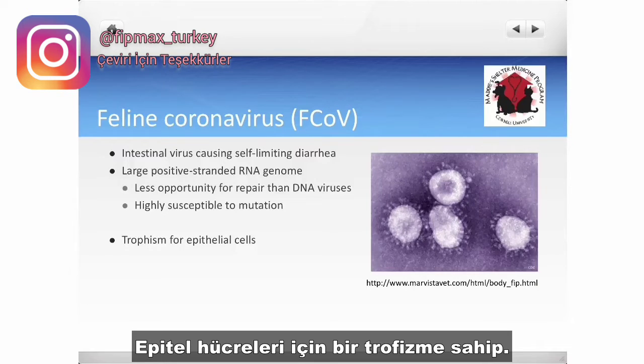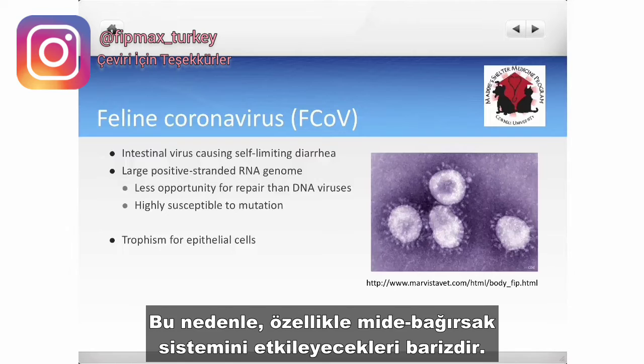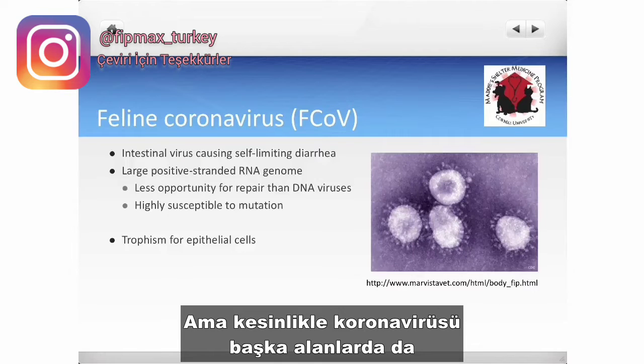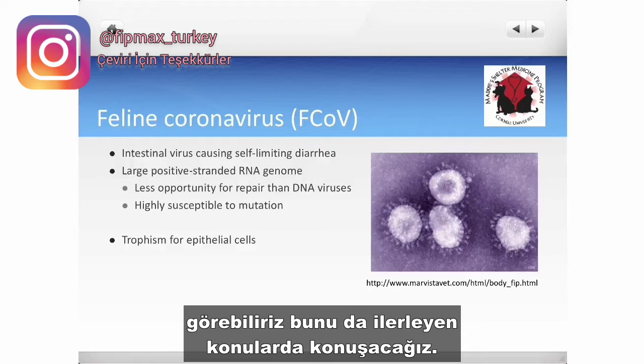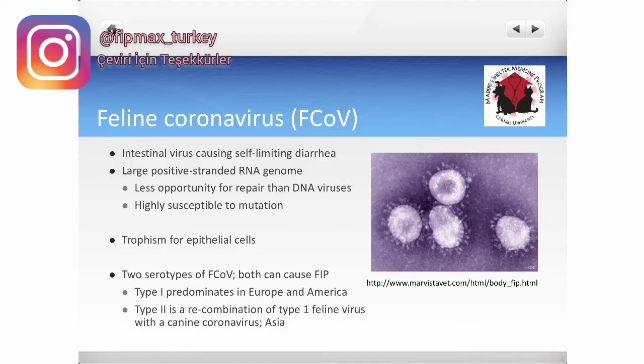It has a tropism for epithelial cells, so it makes sense that it would impact our GI system in particular, but certainly we can see coronavirus in other areas, and we'll talk about that a little bit later, as something we investigate as we go along.